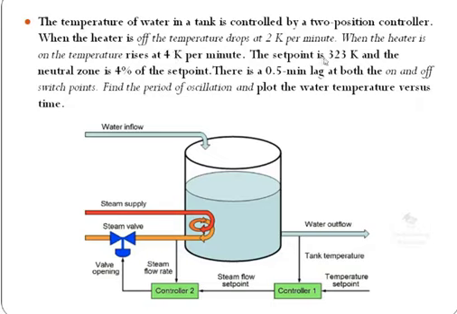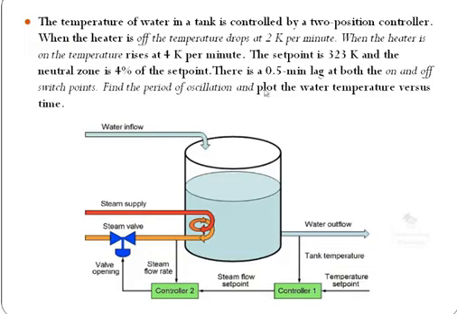I want to make the set point 323 degrees Kelvin, and the neutral zone is 4% of the set point. Neutral zone means 323 with 4%, so almost 12. Plus or minus 12 will be permitted. Within that range it can swing. Okay, and there is a 0.5 minute lag at both the on and off switch points. Find the period of oscillation and plot the water temperature versus time.